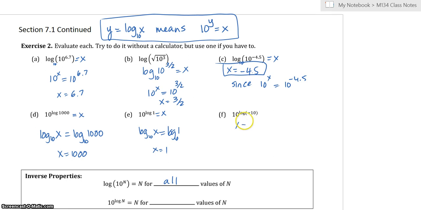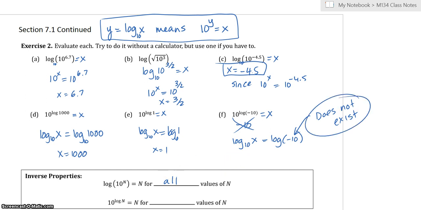So here, the answer is probably just negative 10, isn't it? I have to think about that one. Let's try it. Let's set this equal to x, see if that's true. Log, the same thing, 10 of x equals log of negative 10. You'd think that works, but if you remember from the page before, log of negative 10 does not make sense, does not exist. So this does not work. There, x is no answer. The answer does not exist.